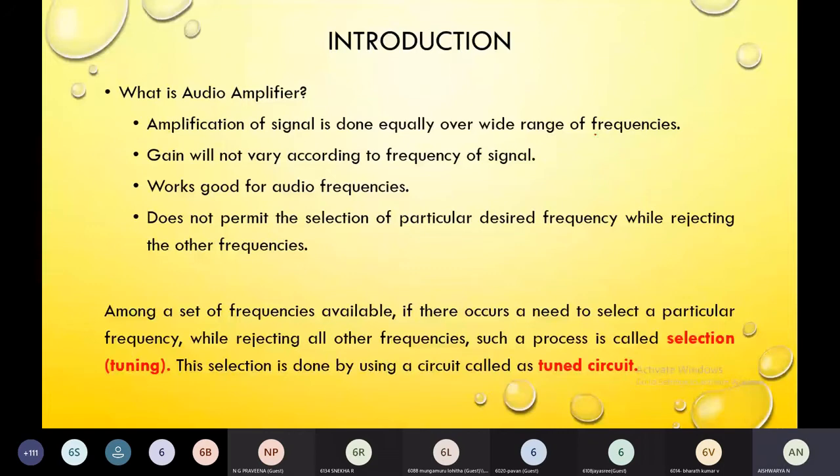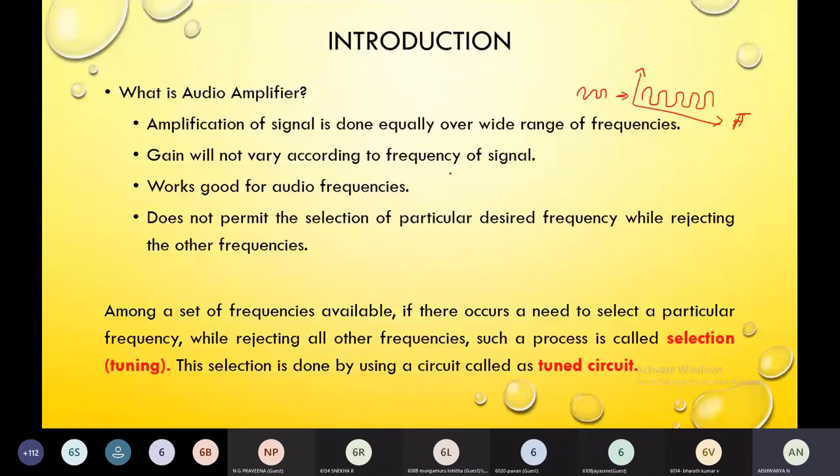Say for example, if you are taking a sine signal and you are amplifying the signal over a wide range of frequencies. With respect to time you will write, but in frequency it is reciprocal. So amplification will be done over a wide range of frequencies, and your gain will not vary according to the particular frequency of the signal. So the audio amplifier works well only for audio frequencies, say for example 20 Hz to 20 kilohertz. Up to a maximum of a few kilohertz, it can work well.